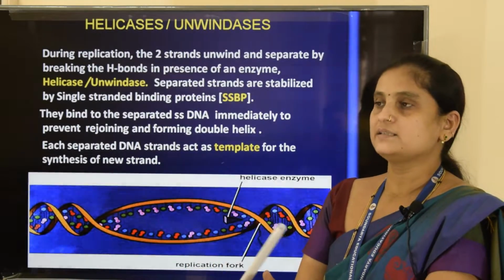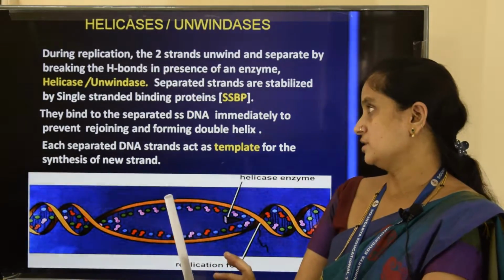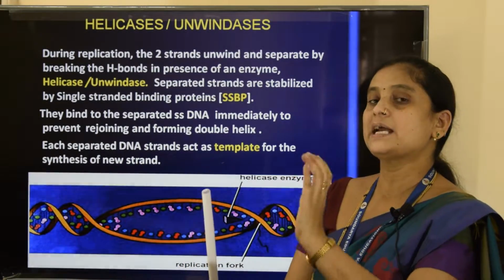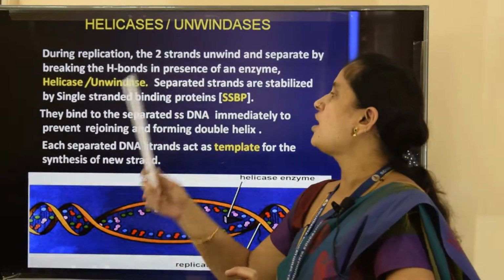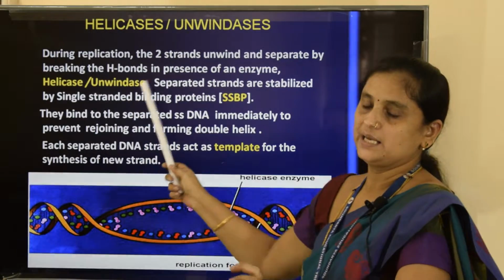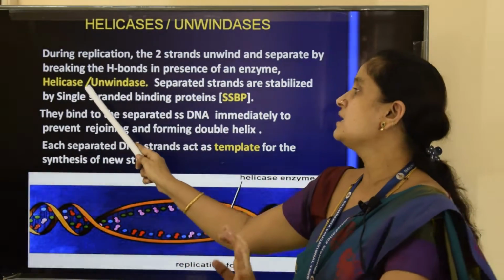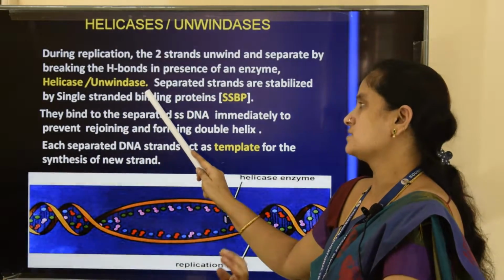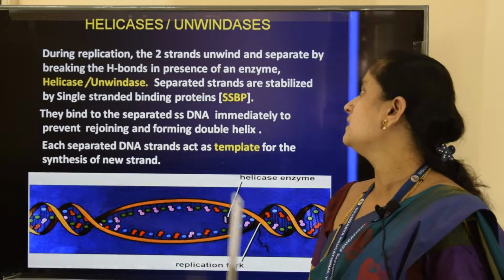As you know, DNA is always in the form of a double helical structure. When these enzymes bind to the DNA double helix, they unwind the two strands of the DNA, meaning they separate the two strands of the DNA. Hence they are known as helicases or unwindases. Unwinding is nothing but separation of the two strands of the DNA.